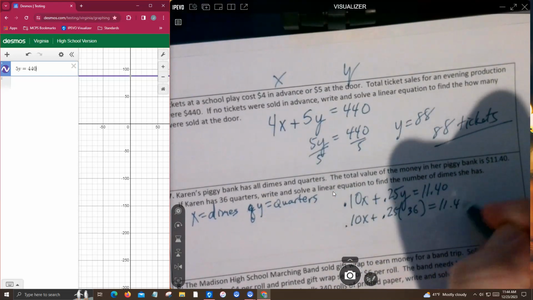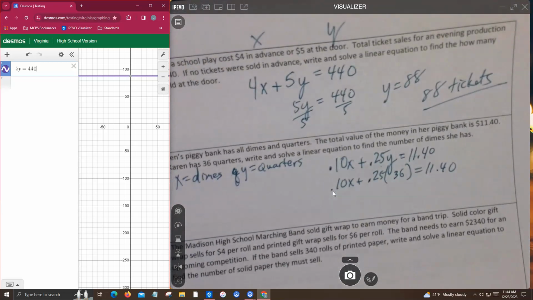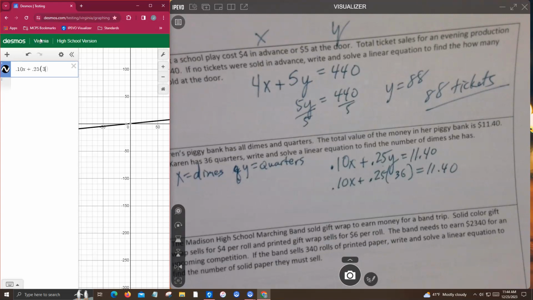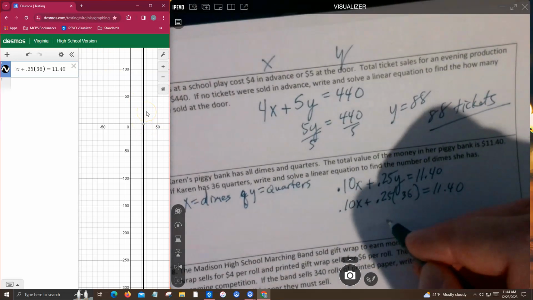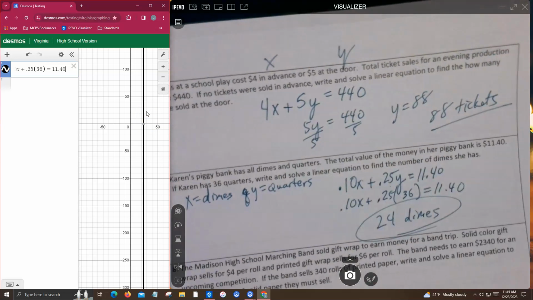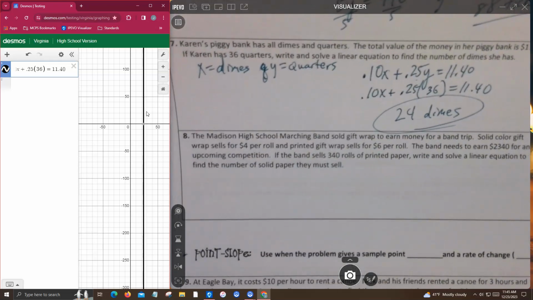Now, what's beauteous about this is, if you use Desmos, Desmos will do a lot of the calculating for you. So your skill, honestly, is to write the equation. Desmos cannot write the equations for you. You have to do that yourself. So look, I'm typing in exactly what I have on my paper. $11.40. And it looks like the answer is 24. So there were 24 dimes.